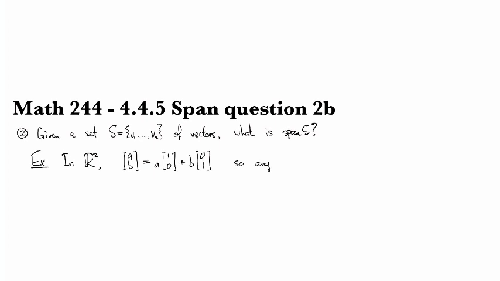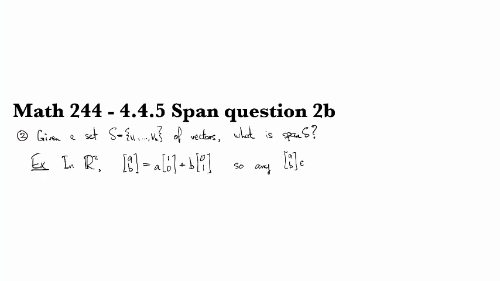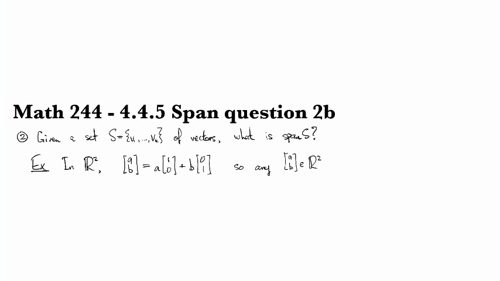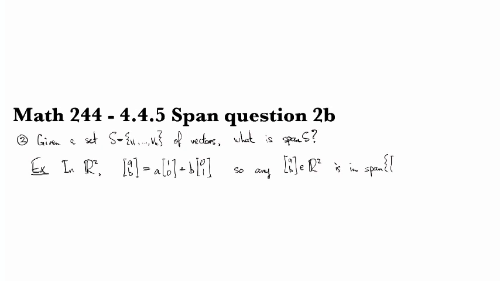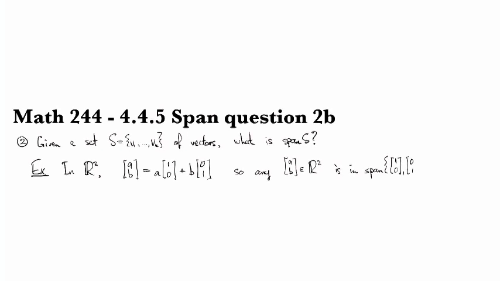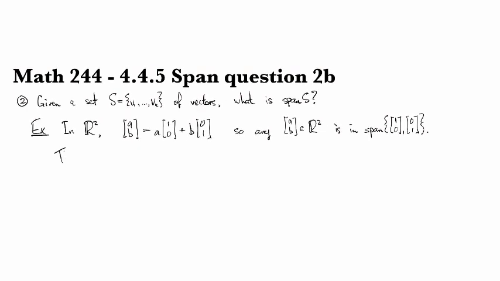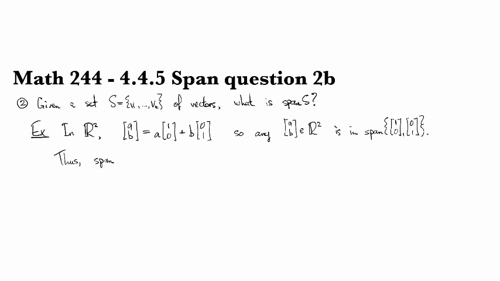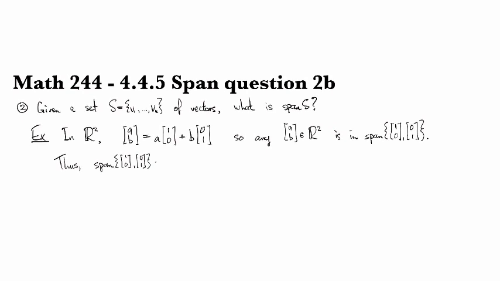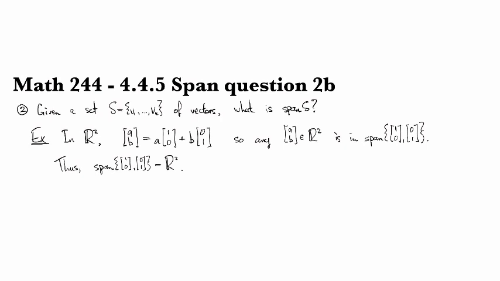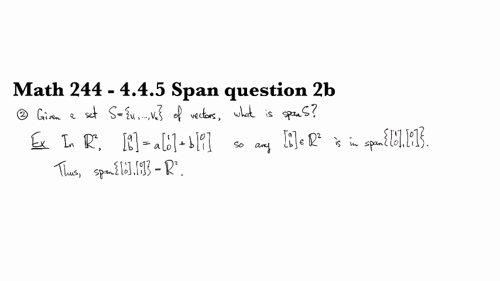So this shows you that any element of R2 is in the span of (1, 0) and (0, 1). And so in other words, the span of (1, 0) and (0, 1) is all of R2.